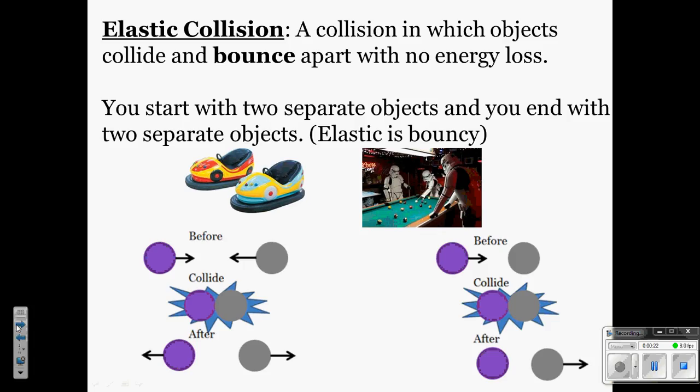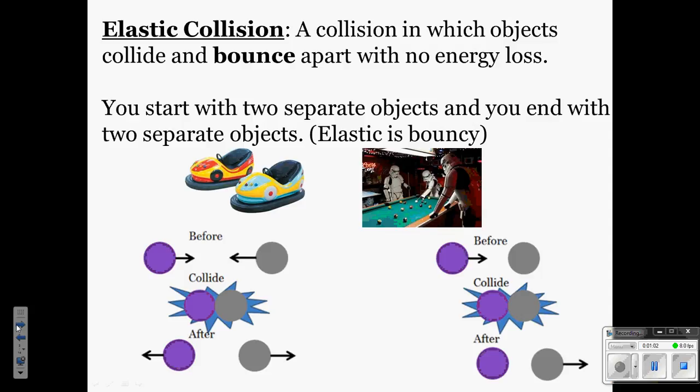So we've already talked about this picture. We've seen this picture before, and I'm just going to reiterate that we have two different types of classic elastic collision, and we're going to be working those two different types of questions on our homework for this particular lesson. So a collision in which objects collide and bounce apart with no loss of momentum. So we will start with two separate objects and then we will end with two separate objects. Like we mentioned in our previous lesson, bumper cars and pool are two examples of an elastic collision.